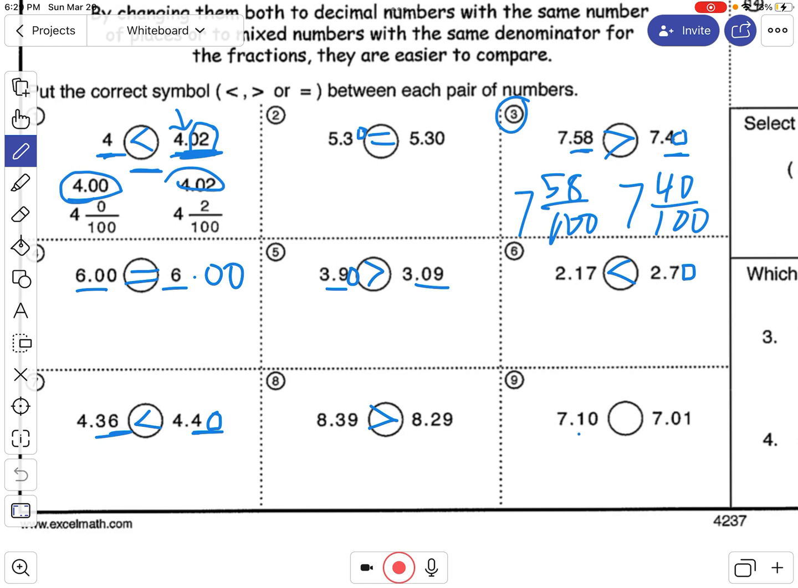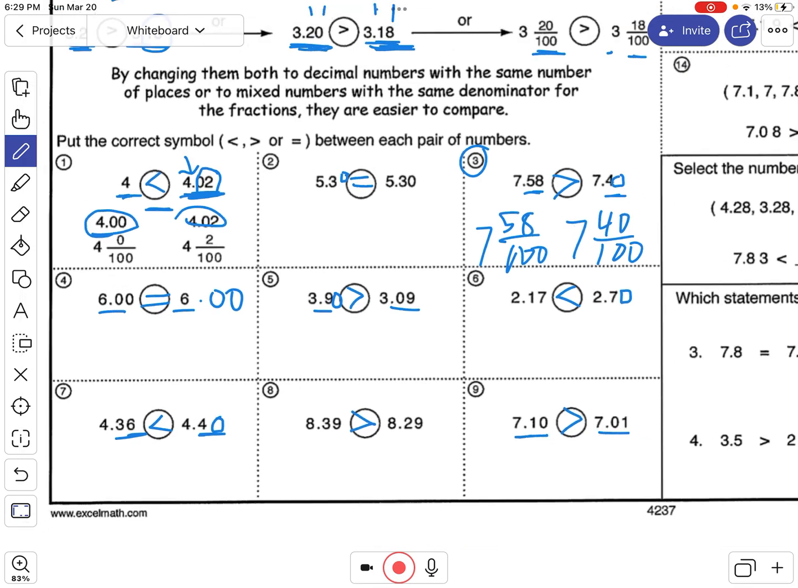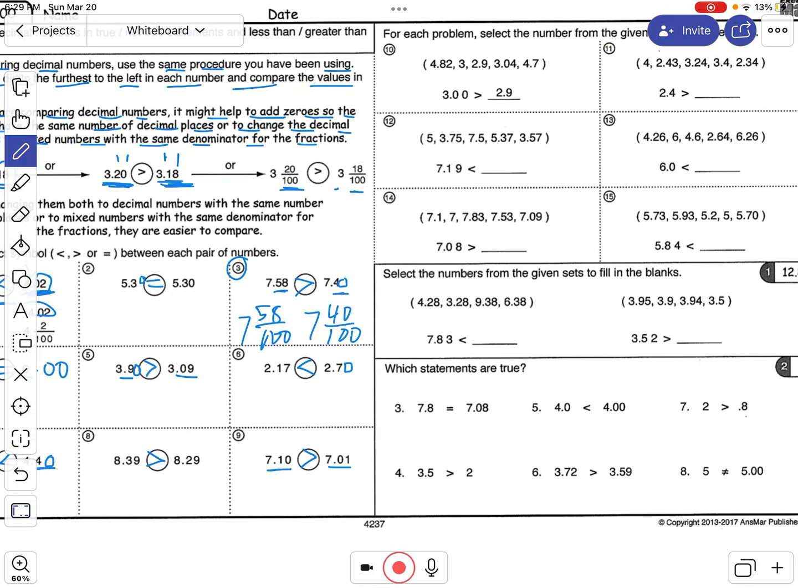And then here we've got 7.10 and 7.1. Well, 10 is bigger than 1. So that one is the larger number, like $7.10 compared to $7.01.